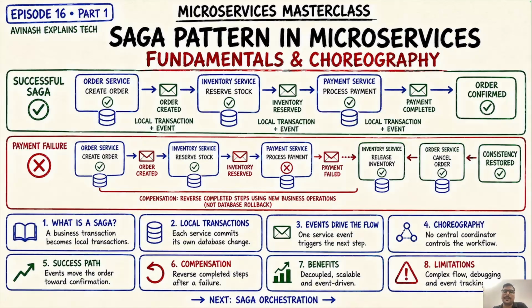Successful order, inventory, payment flow. Now let's follow the complete successful saga flow in the diagram. Step 1, create the order. The customer places an order. The order service creates it with an initial status such as pending. After committing its local transaction, it publishes order created.